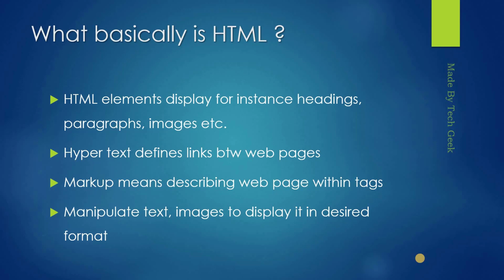And markup means working around tags. In simple words, we can say that HTML is used to manipulate and play with the text and images in order to display them in the desired format. We can manipulate our text, images, links, etc. through HTML in the way we want.